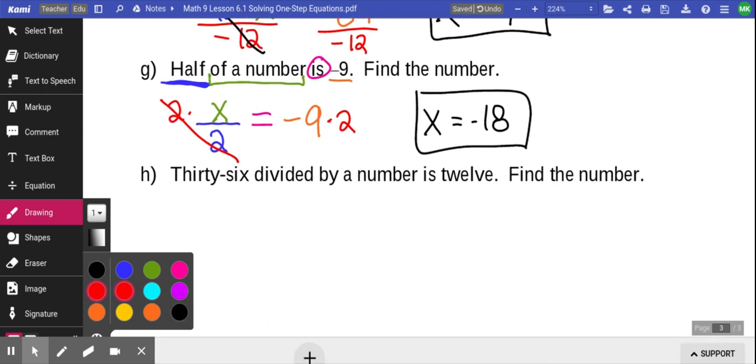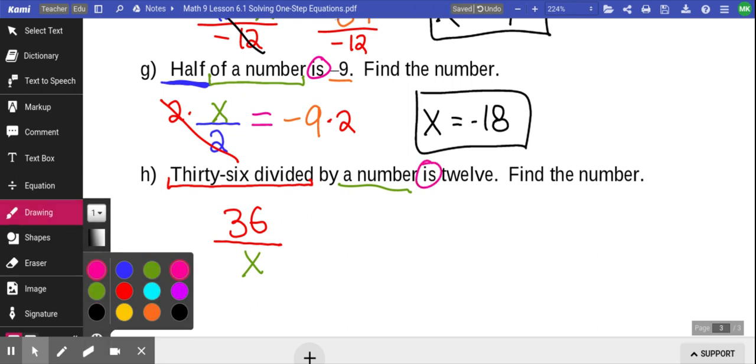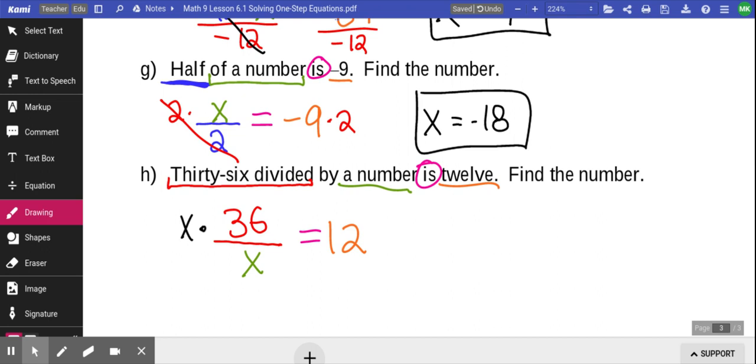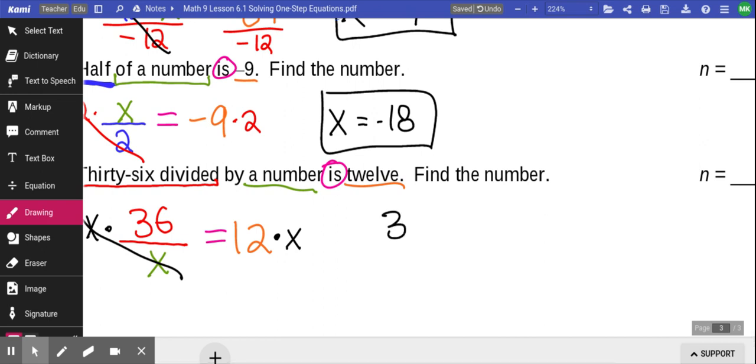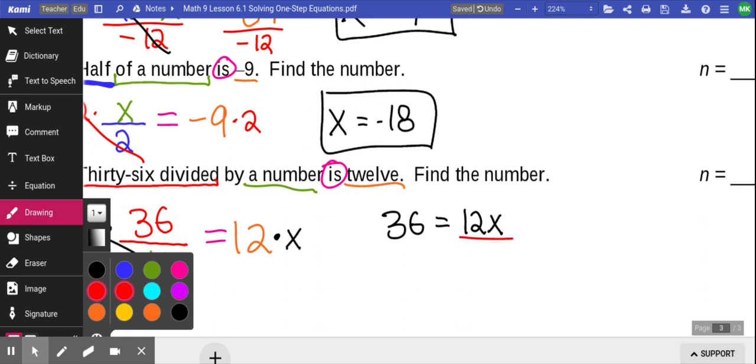Awesome. The last one. 36 divided by, so I have 36 divided by a number, so 36 divided by x, means equals 12. This is one of those tricky ones where I'm going to have to actually multiply x to the other side because I don't like having x in my denominator. That gives me 36 equals 12x, and then I can divide both sides by 12, leaving me with 3 equals x.